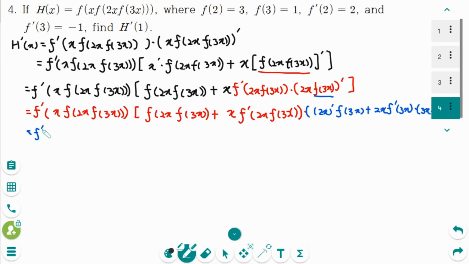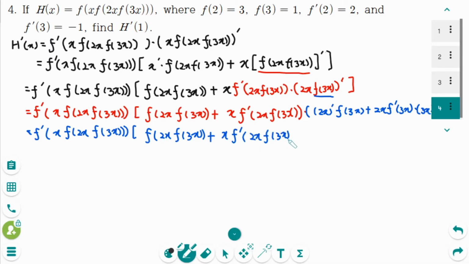So f prime of x times f of 2x times f of 3x times f of 2x times f of 3x plus x times f prime of 2x times f of 3x times 2x prime equals 2 times f of 3x plus 2x times f prime of 3x times 3x prime equals 3.